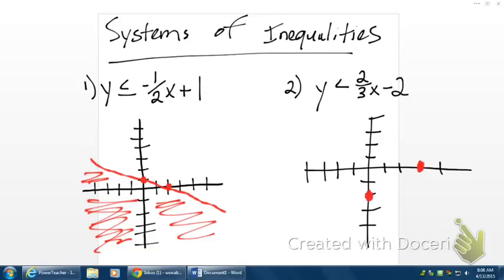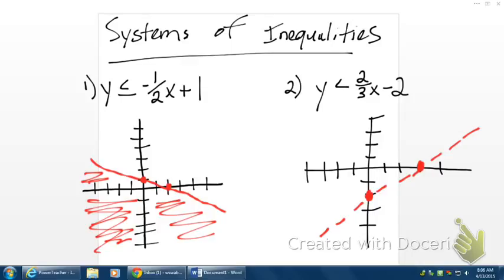Okay? Tyler, solid or dotted line? Why? Number 2. Solid or dotted line? Because, well, you can look over there, and if it's only less than and if it's only greater than, it's just going to be a dotted line. Okay? It's going to be a dotted line.